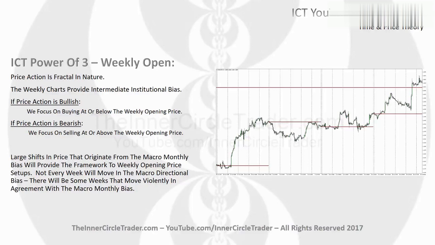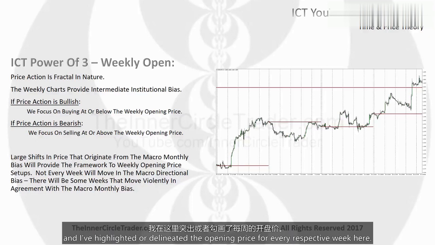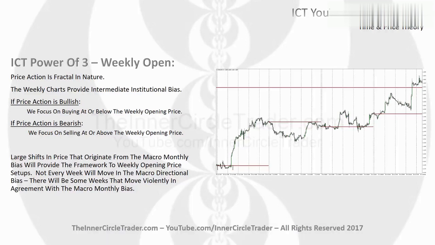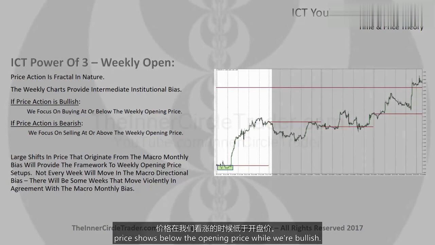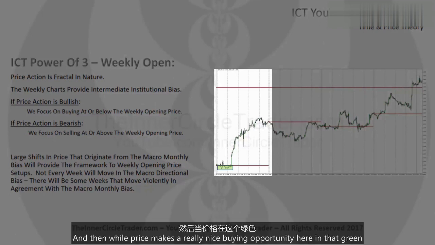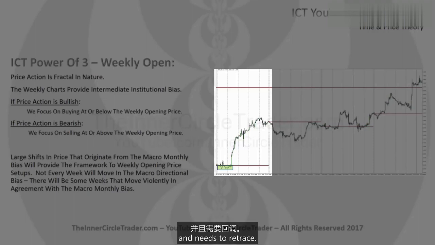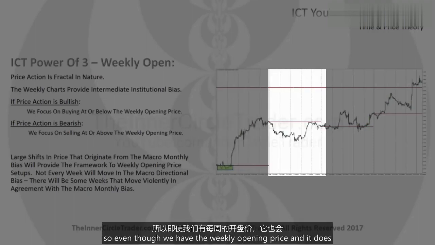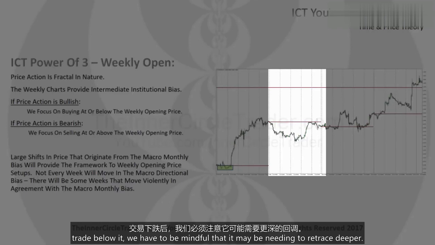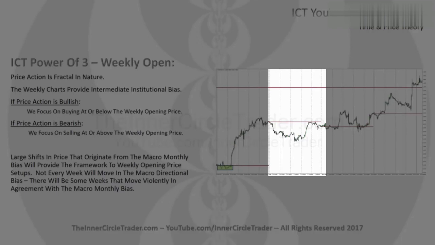Okay, this chart shows 4 weeks of price action, and I've highlighted the opening price for every respective week here. And I want you to take a look at the response. Price shows below the opening price while we're bullish, and then price makes a really nice buying opportunity here in that green shaded area and it really vaults higher. Price gets a little too far ahead of itself and needs to retrace. So the next week, even though we have the weekly opening price and it does trade below it, we have to be mindful that it may need to retrace deeper.